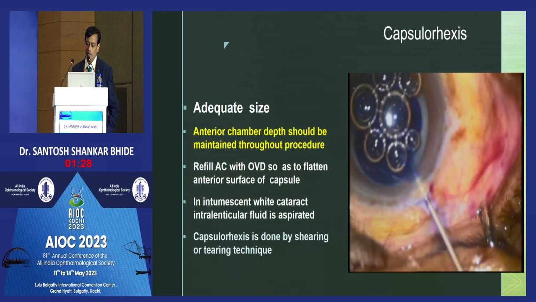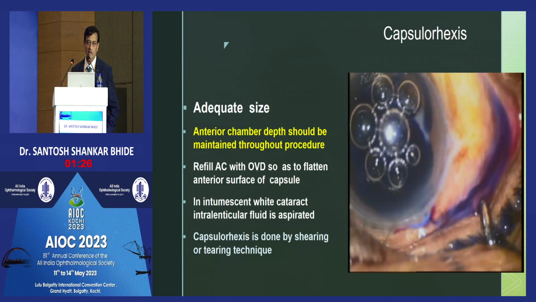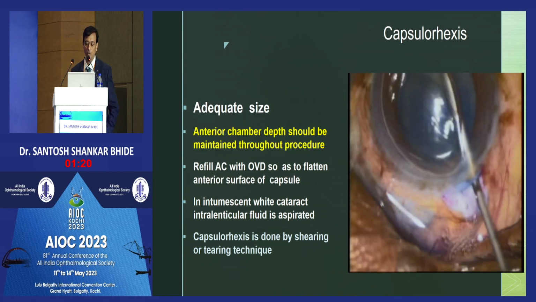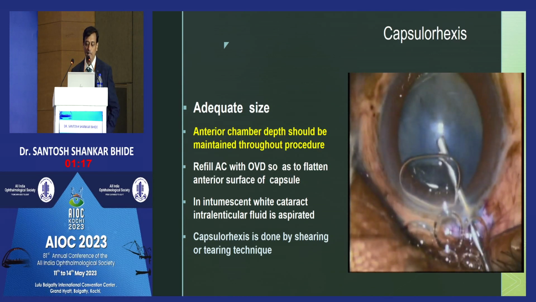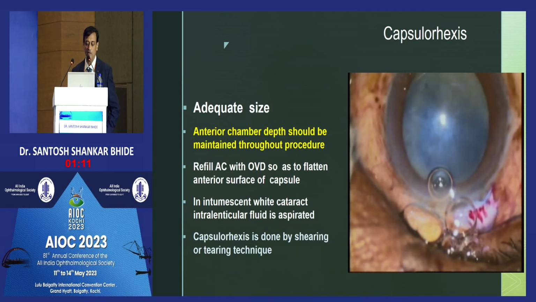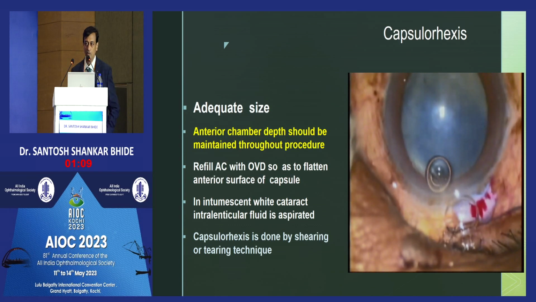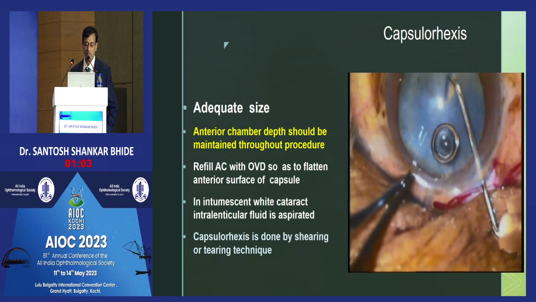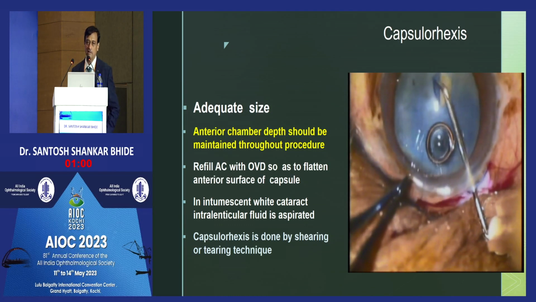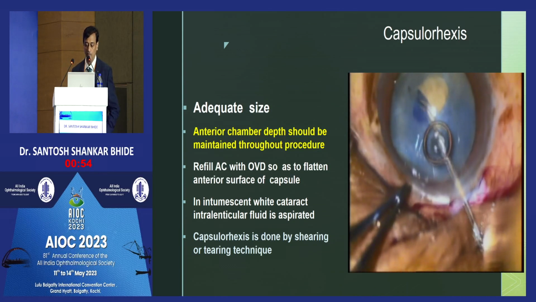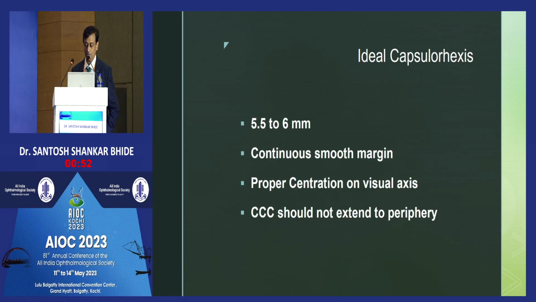Capsulorhexis has to be of adequate size. The capsule has to be stained. The anterior chamber has to be maintained throughout the surgery. The depth should be maintained. If there is a need, you can refill the anterior chamber with viscoelastic and flatten the anterior chamber. It is better to use high molecular weight viscoelastics like Healon while performing capsulorhexis. In case of intumescent cataracts, when there is egress of milky fluid, you have to aspirate the interlenticular fluid. So we all know about the ideal capsulorhexis, which is necessary.